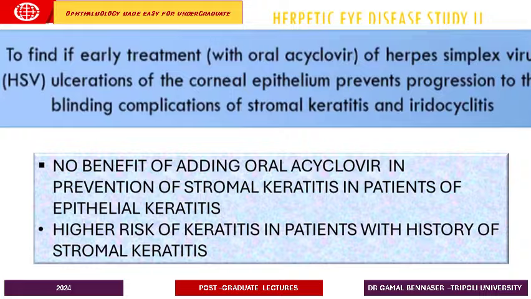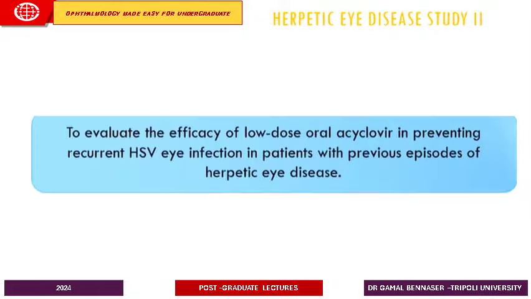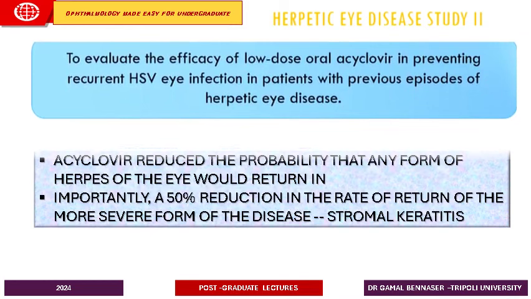Now, it doesn't make a difference if you have a patient with dendritic ulcer, whether you give him oral acyclovir or not, to prevent the occurrence of stromal keratitis. The risk of stromal keratitis is related to the previous history of stromal keratitis. This should be very clear. Now, the second trial evaluated a low dose of acyclovir in the prevention and prophylaxis from herpetic eye diseases, that's the epithelial keratitis or stromal keratitis.